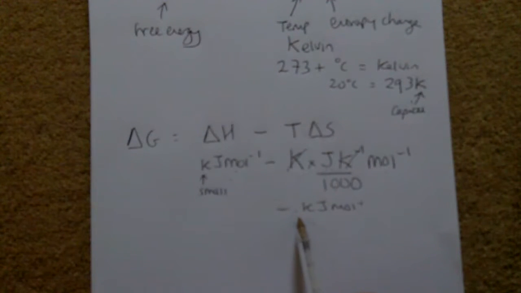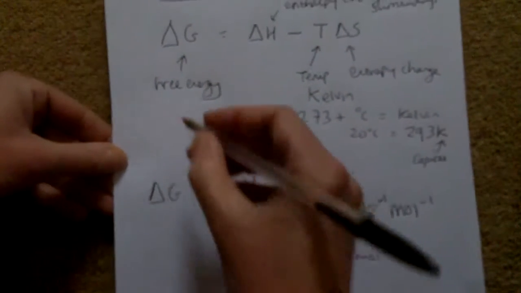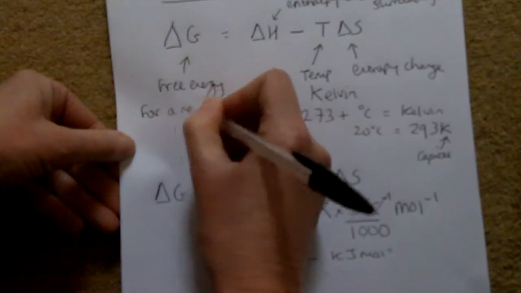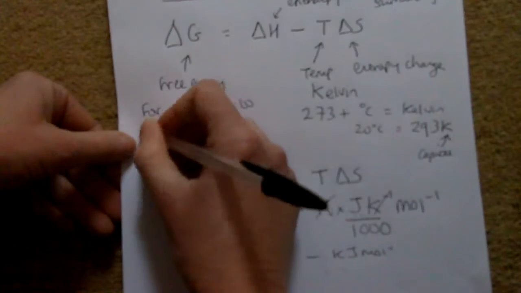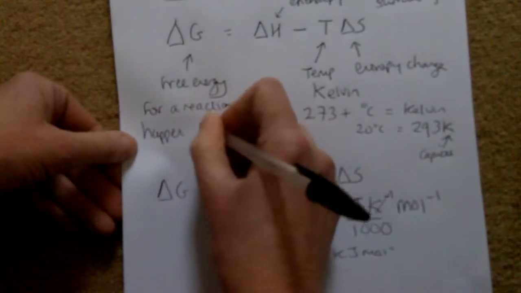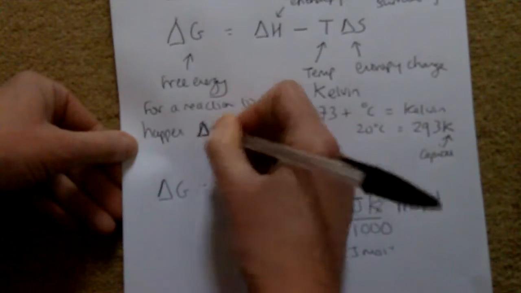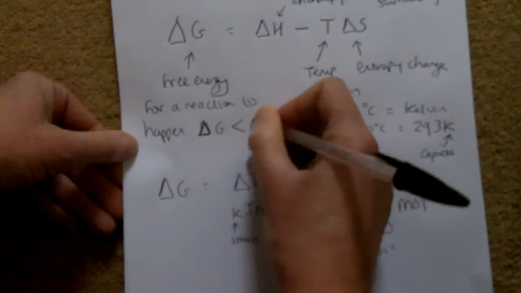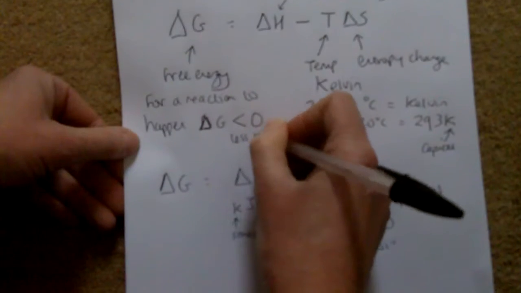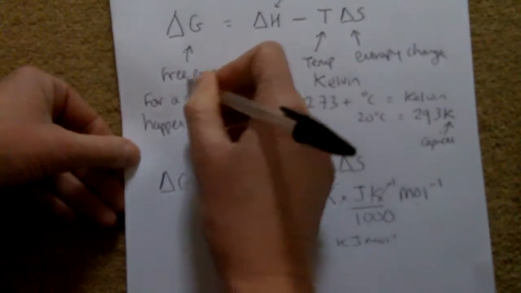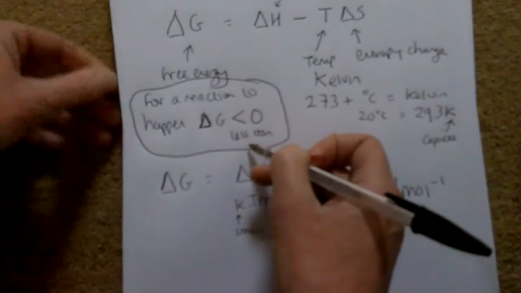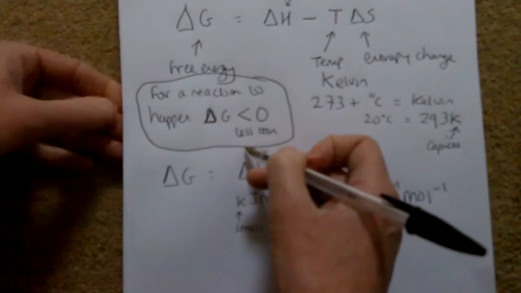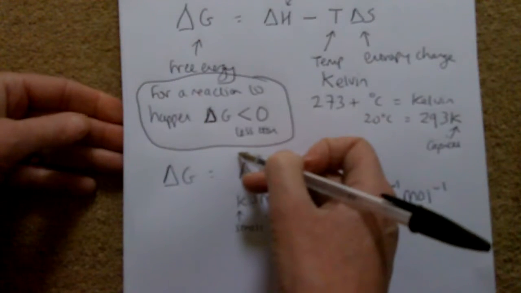Okay, now for a reaction to be energetically feasible, delta G has to be less than zero. The overall energy change has to decrease, has to be less than zero. So the products need a lower energy than the reactants.